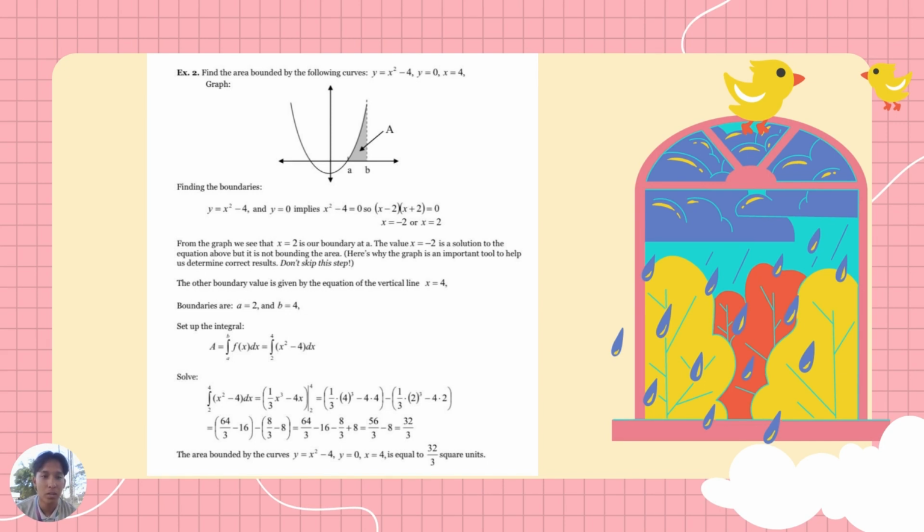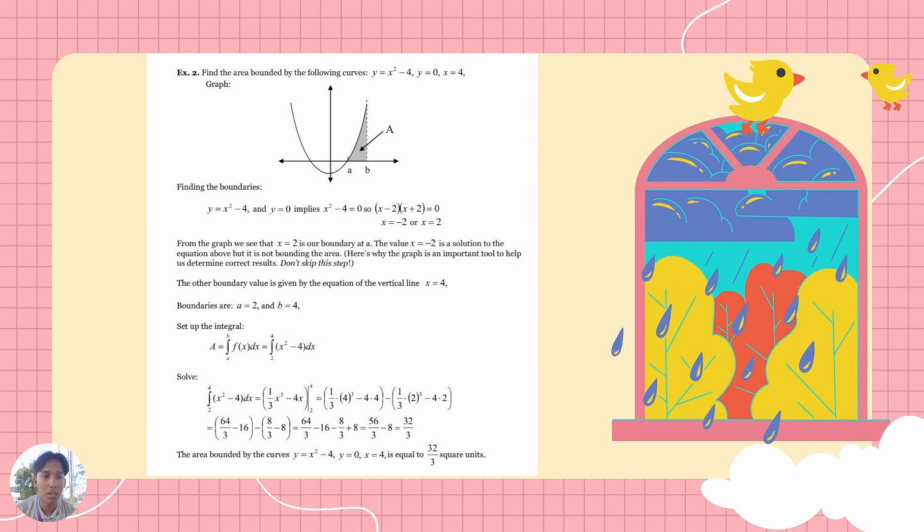So to solve, the integral from 2 to 4 of (x square minus 4) dx equals [1 per 3 x cube minus 4x] with upper limit 4 and lower limit 2, which is 1 per 3 multiplied by 4 cube minus 4 multiplied by 4, minus 1 per 3 multiplied by 2 cube minus 4 multiplied by 2.